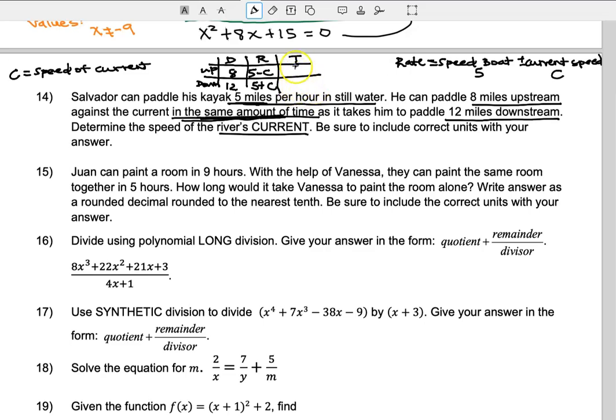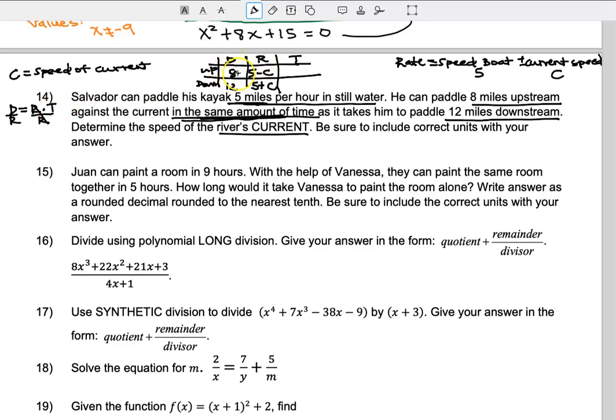And so what we need to do here is, and we talked about this before, when we have the formula distance equals rate times time, I need to solve this for time. So if I divide by rate, then I can get time by itself. So my distance divided by my rate gives me my time.